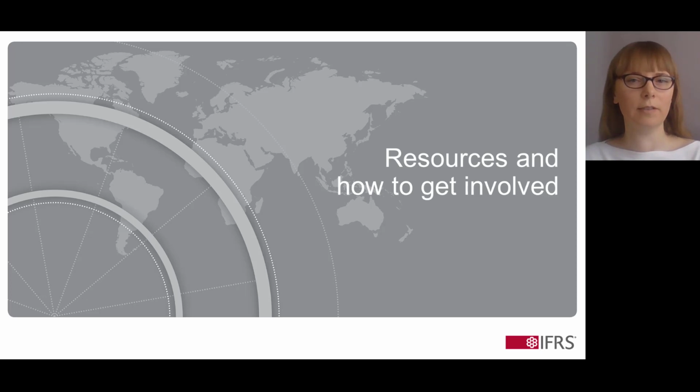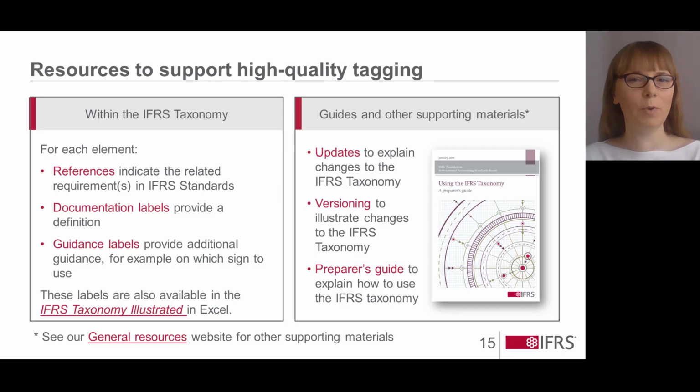Now we would like to briefly discuss the resources available to help stakeholders correctly use the IFRS taxonomy. We provide help with using the IFRS taxonomy and avoid some errors in a variety of ways. Some guidance is included in the IFRS taxonomy because it relates to the correct use of specific elements. Those are references to explain the IFRS requirements each element reflects, documentation labels to provide the definition of an element, and guidance labels that explain how to use the element. For example, which sign to use.